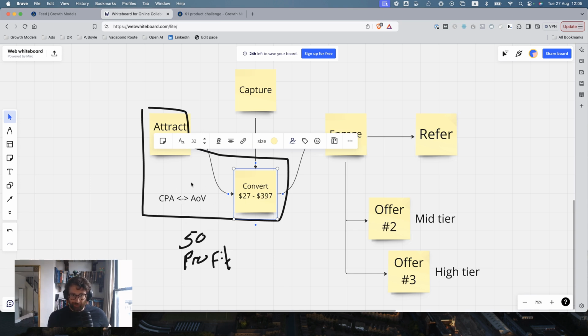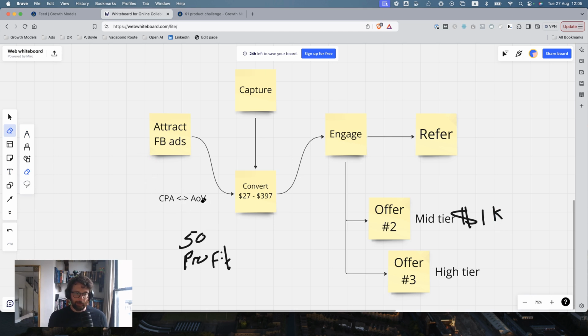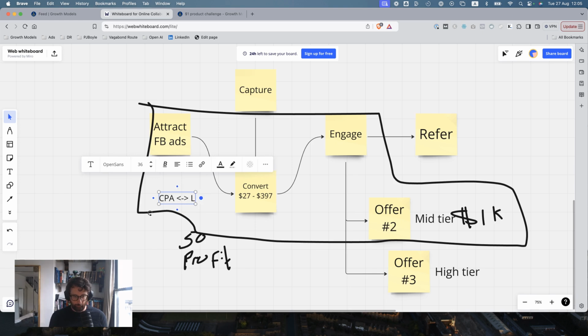But this is the cost per acquisition. It's the average order value. If I had months and months of runway, and I know that on average within 6 months, somebody that comes through from these ads is also going to come and buy my mid-tier offer, and let's just say you have a mid-tier offer of $1,000, then what we might want to look at instead is, rather than the CPA to average order value here, we might want to look longer term at this. And then we're looking at cost per acquisition for lifetime value.